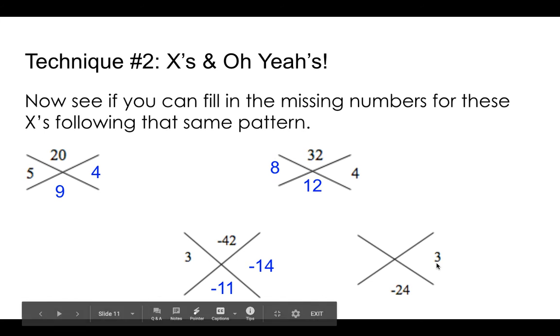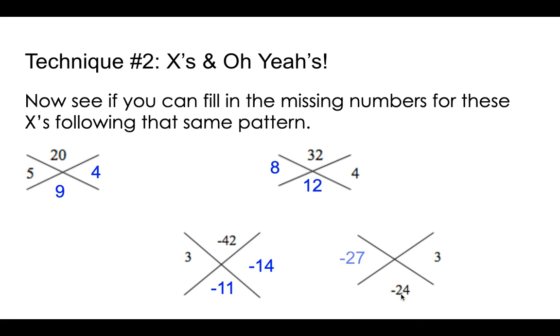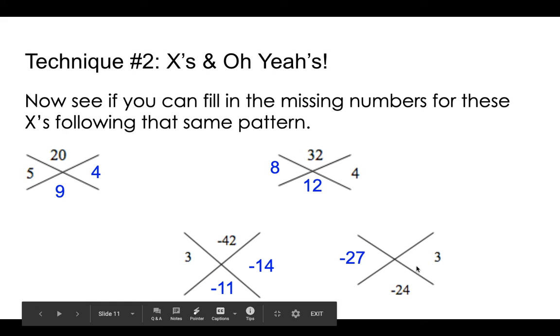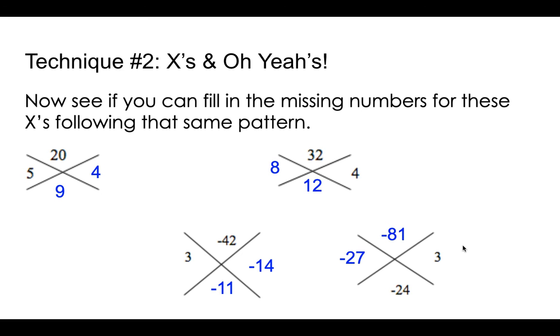And over here, we're doing the other way, right? So 3 plus something gives us negative 24. Well, if I added negative 27 and 3, I would get negative 24. So up here, remember, we have to multiply these two numbers. So negative 27 times 3 is negative 81.